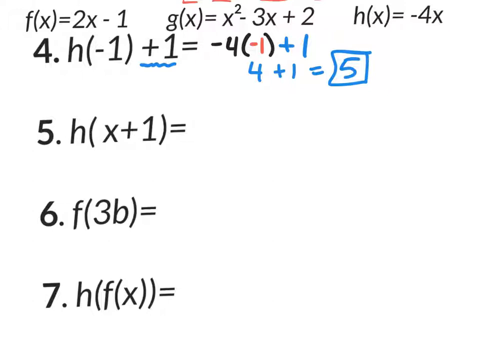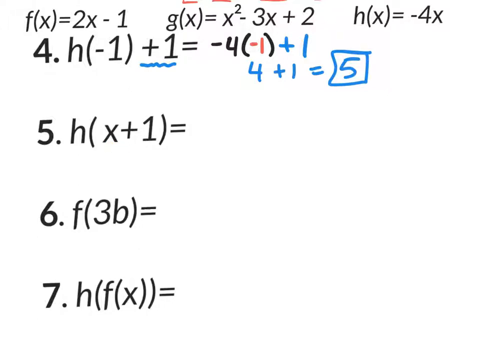Let's move on to number 5. Number 5 is really interesting because if it said h of 7, what would I do? You'd put 7 into the h of x function. Yeah. But it doesn't say h of 7. What does it say? H of x plus 1.